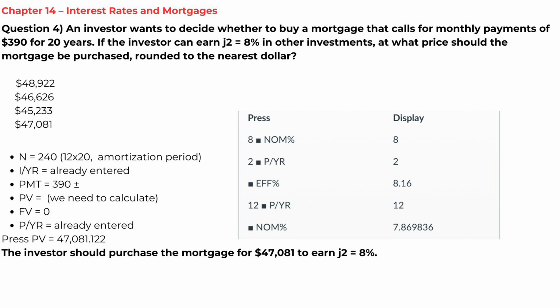Step 1. Let's convert the J2 8% to J12. 8, shift NOM, 2, shift PYR, shift effective, 12, shift PYR, shift NOM. Step 2. Solve for PV. 240 N, 12 months times 20 years amortization period. IYR already entered. 390 plus and minus sign PMT, FV, PYR already entered. Press PV, calculator displays 47,081.12383. The investor should purchase the mortgage for $47,081 to earn J2 equals 8%.